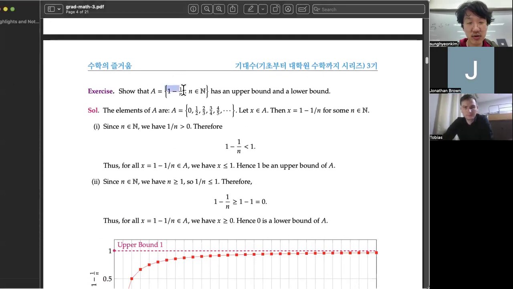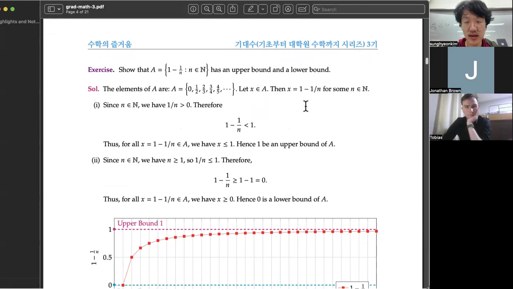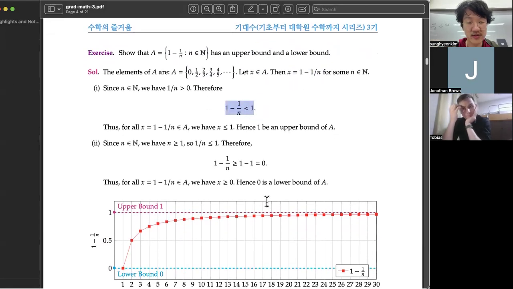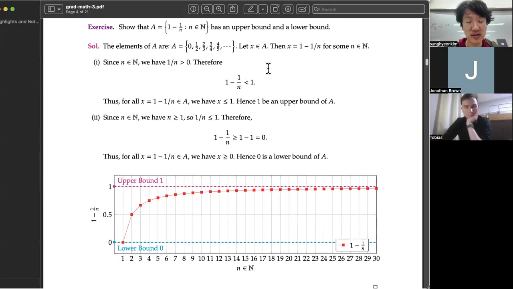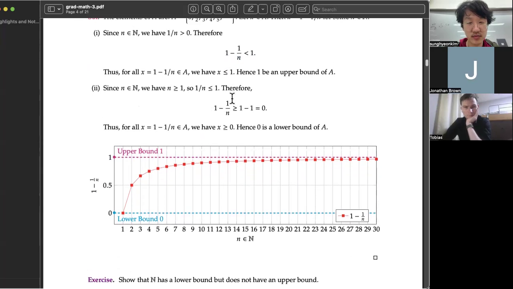Show that A, which is 1 minus 1 over n, has an upper bound and a lower bound. If we put n from 1 to n, then we can get this. Let x, which is an element of A, then x equals 1 minus 1 over n. Then this property will hold, and we can get x is smaller than or the same as 1. Hence 1 is an upper bound. Also, 1 over n is smaller than or the same as 1. So we can do -1, and then we can get a lower bound.